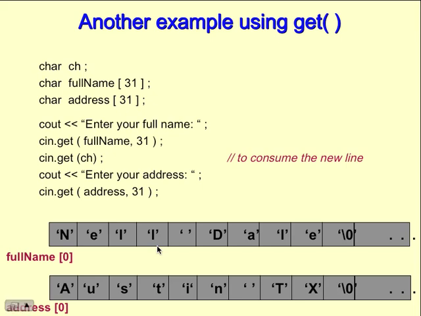Here's another example using get. We have a character ch, then a character full name, 31 characters, and a character address, 31 characters. Enter your full name, and then we're going to get the full name 31. Okay. Get a character, to consume the new line. Because you're going to enter your full name, and then what are you going to do?